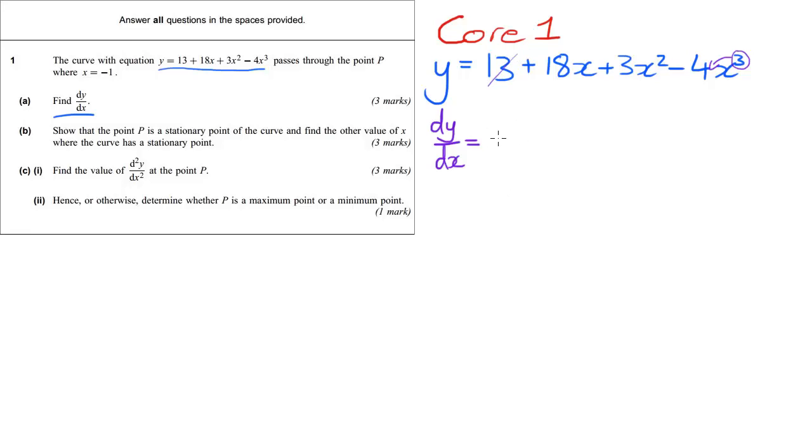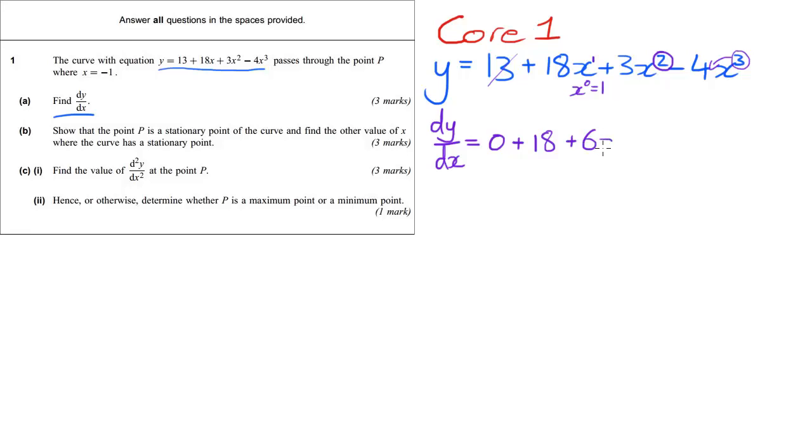Anything without an x, we just write that down as a 0, or you don't even need to write it down, you don't have to. Then this 18, this is a little power 1 here, so 1 times 18 is 18, and then that becomes times x to the 0. x to the 0 is equal to 1, so 1 times 18 is 18, put it there.